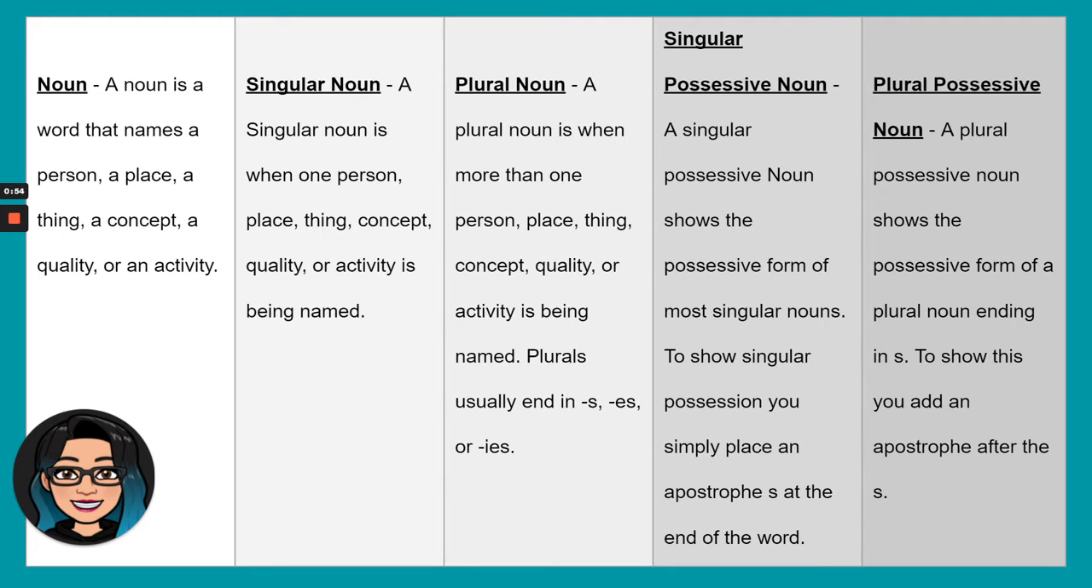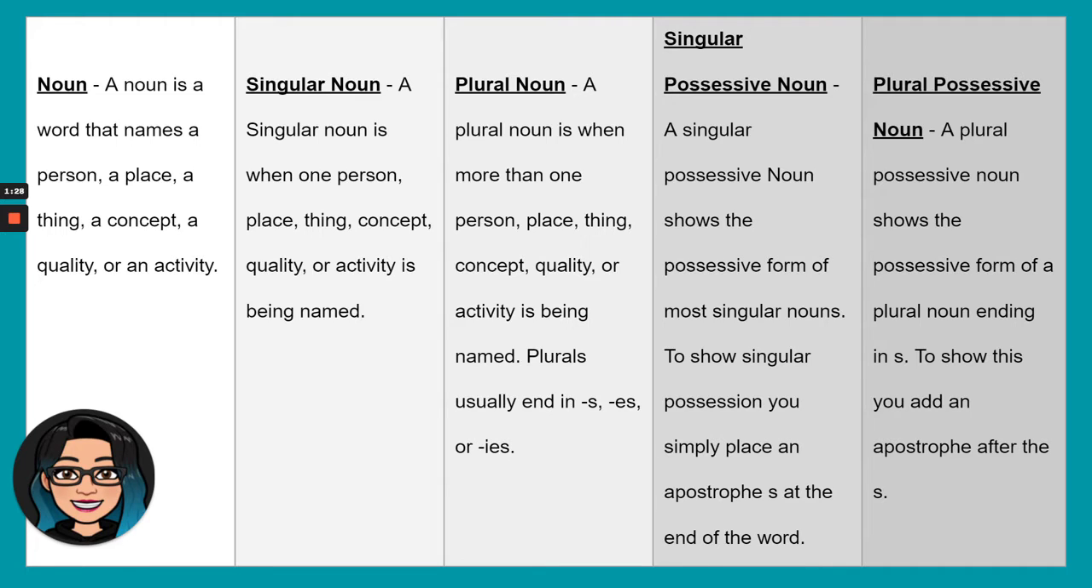Singular noun. A singular noun is when one person, place, thing, concept, quality, or activity is being named. Plural noun. A plural noun is when more than one person, place, thing, concept, quality, or activity is being named. Plurals usually end in either S, ES, or IES, with some rules that go along with those.